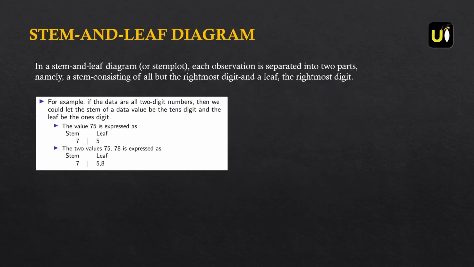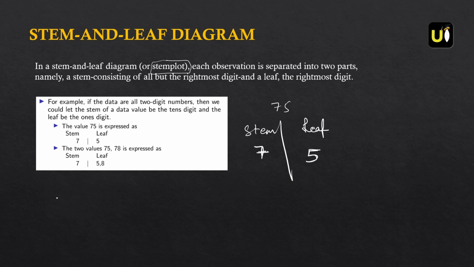All right, so now we have the stem and leaf diagram. It is also called the stem plot. Each observation is separated into two parts, namely a stem consisting of all but the rightmost digit, and a leaf, the rightmost digit. Okay, so suppose we have 75, so we have stem here and we have leaf here. So the stem will be the left digit, that is 7, and the leaf will be the rightmost digit.